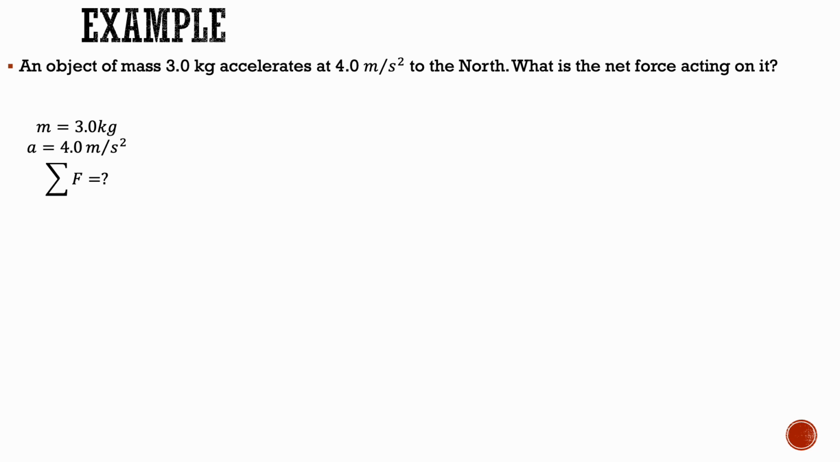Now in this case, we can just go straight to our sum of forces as mass times acceleration. Don't have to bother rearranging it at all. We can just substitute directly in. So we've got 3 kilograms times 4 meters per second squared, which gives us a sum of forces of 12 newtons.